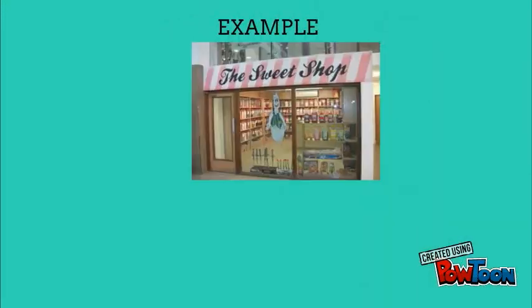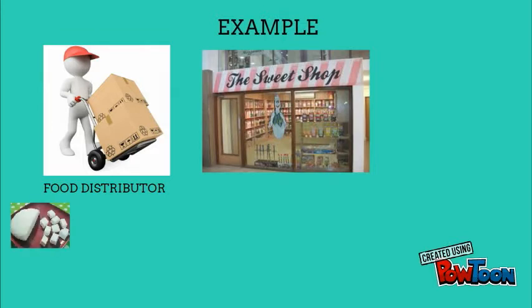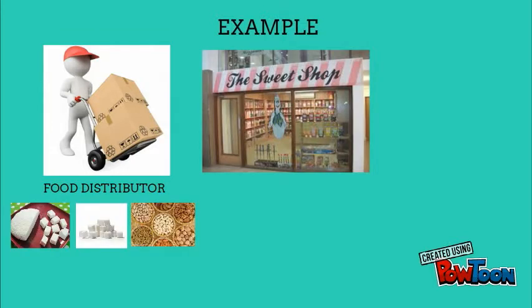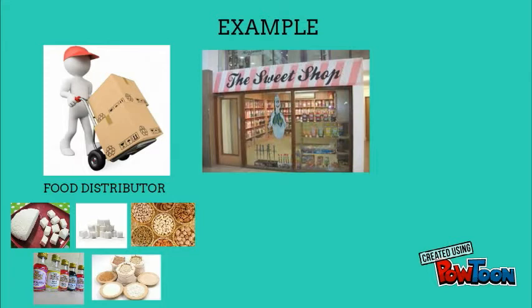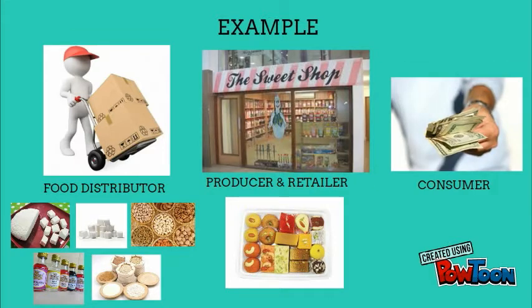As an example, we'll look into the supply chain model of a sweet shop. The supplier is a food distributor who provides materials like milk, sweeteners, dry fruits and nuts, flavoring and coloring materials, and other miscellaneous ingredients. The sweet shop is the producer who makes a variety of sweets out of the raw ingredients. The shop here is also the retailer who sells the sweets to the customers.